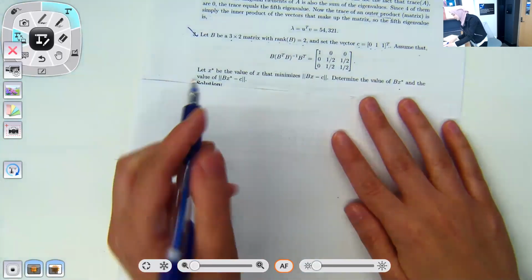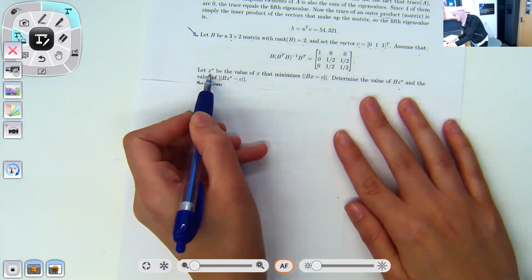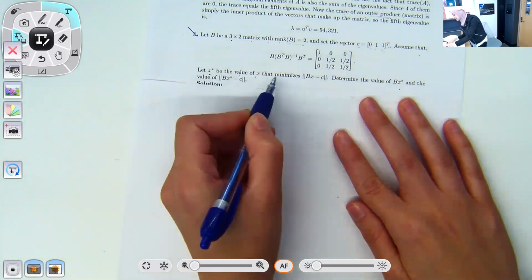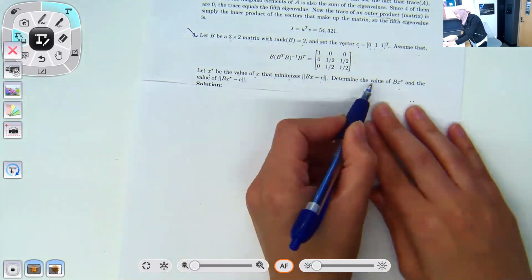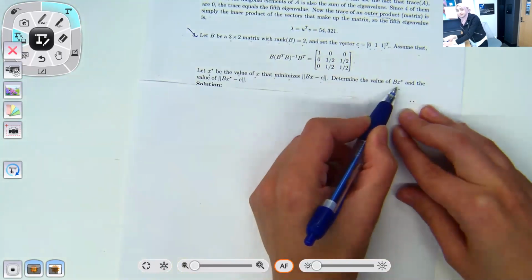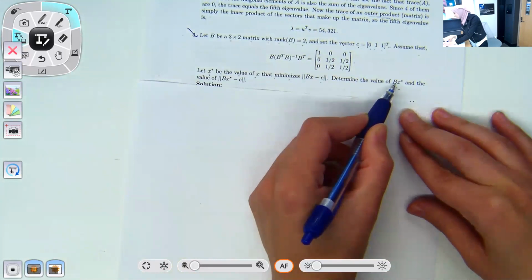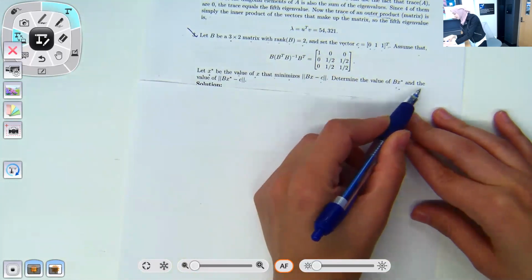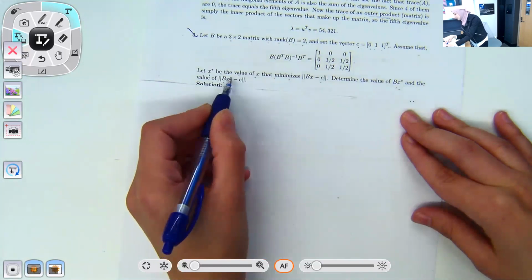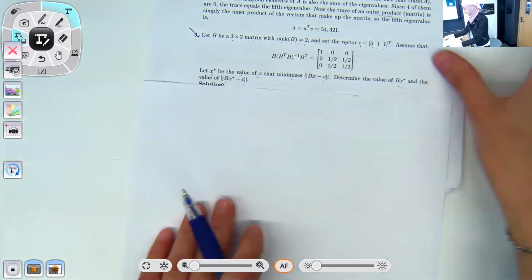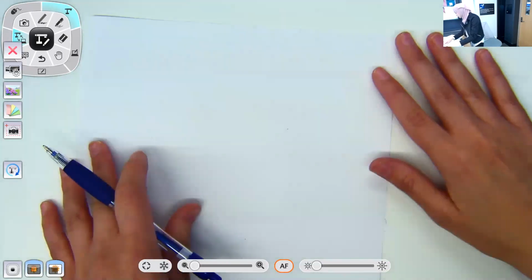The first one: let X star be the value of X that minimizes the norm of Bx minus C. Determine the value of Bx star. This is the first thing. We need to find the value of Bx star. And then we need to find the value of the norm of Bx star minus C. Let's try to find the solution together.